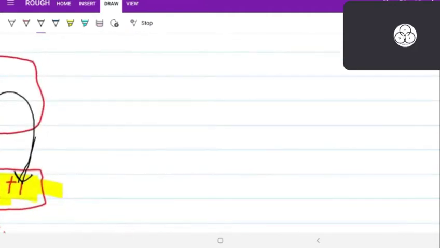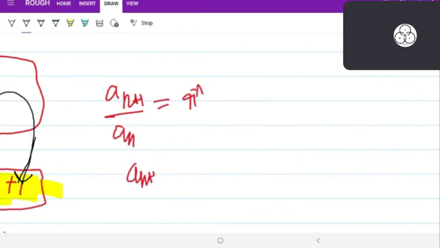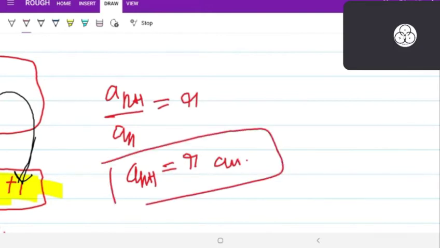How can we write a GP? a(n+1) over an equals r to the power n. So a(n+1) can be written as r to the power n into an. Am I right? Will it be r to the power n or simply r? This will be simply r. So this is the recursive form of a GP. You can write it as a note. So these are very common things.